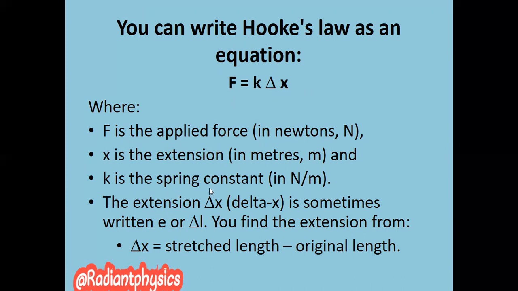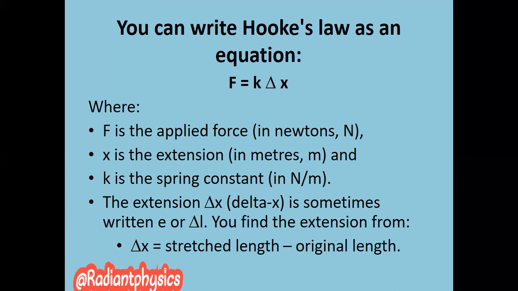The extension E, which is the change in X, you can also say delta X, but change in X is sometimes written as E, or change in length, or change in L, as you can see here. The extension can be found by using this simple formula: change in X is equal to the stretched length minus the original length of the spring. So this is how to find the extension E.